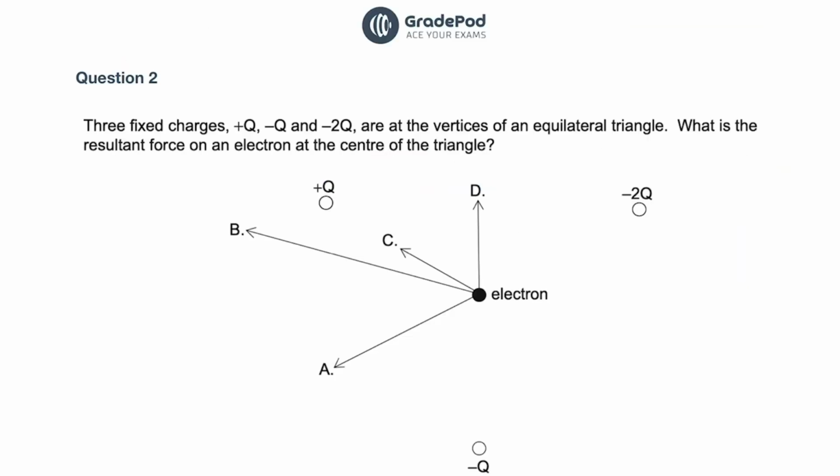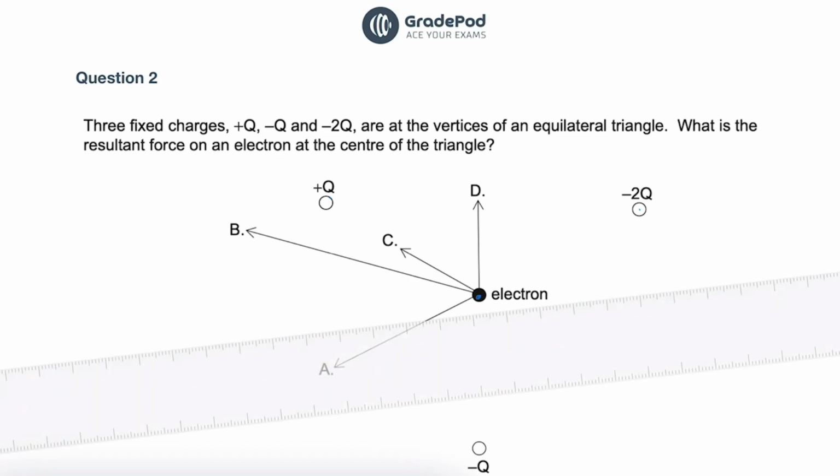Question 2. 3 fixed charges plus Q, plus Q, and minus 2Q are at the vertices of an equilateral triangle. What is the resultant force on an electron at the centre of the triangle? We've said it's equilateral. That means we know that the distances between the electron and all the charges is the same. Great, we can start off with that.